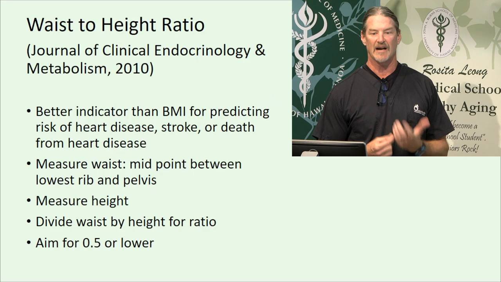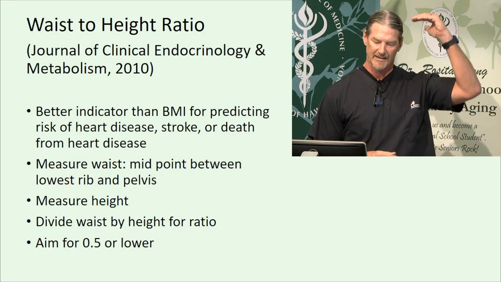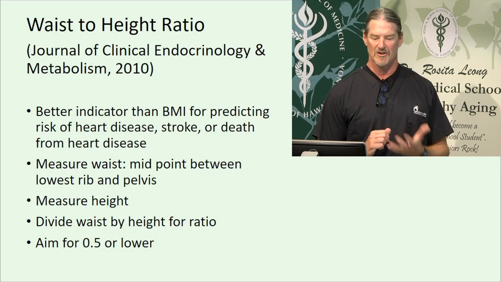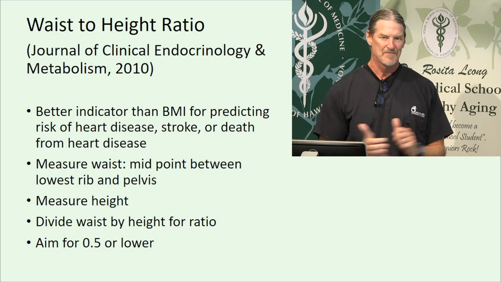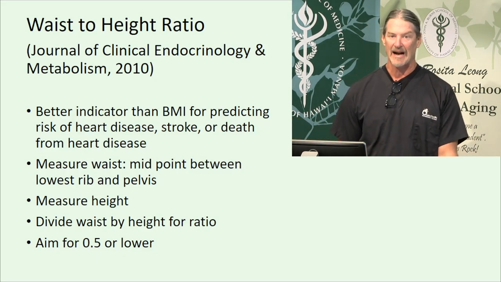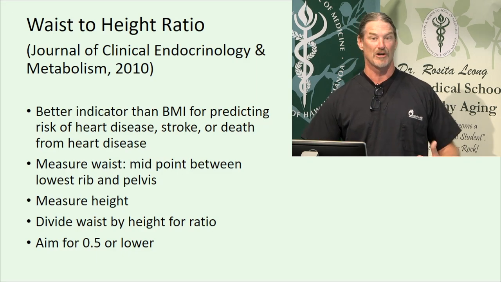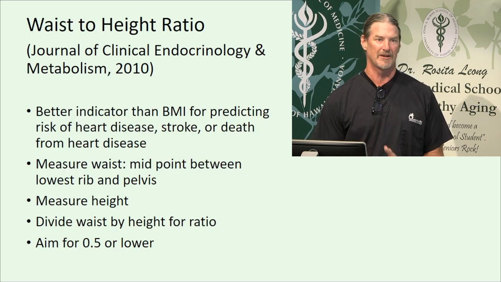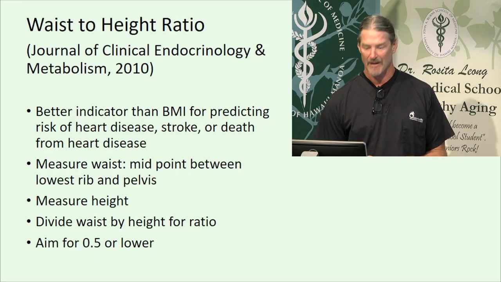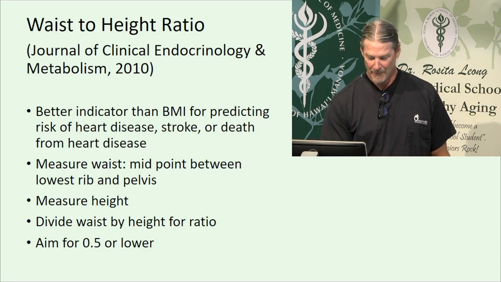And then you're gonna measure your height, and you're gonna divide your waist measurement by your height for the ratio. And again, you want it to be at 0.5 or lower. So if you are 0.5 or lower, you're good. And if you're a little bit higher, then again, you're probably a little heavier than you need to be, or your ratio of fat to muscle is maybe putting you at a little bit more risk for some health issues. So, and again, we're gonna talk about some things you can do to help with that.